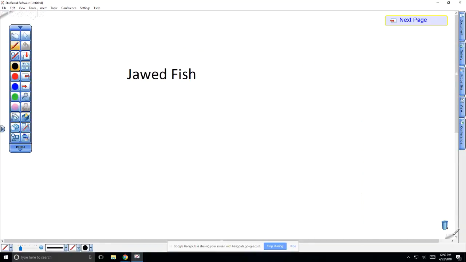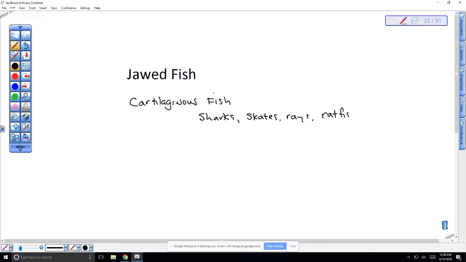Okay, so moving along, we're going to talk about the jawed fish. And so the first jawed fish that we see are the cartilaginous fish. So these include sharks, skates, rays, and something called a ratfish. The interesting thing about this is they're called cartilaginous because their skeleton is composed of cartilage only. So they don't have a bony skeleton. So there's no bones, right? So no bones.